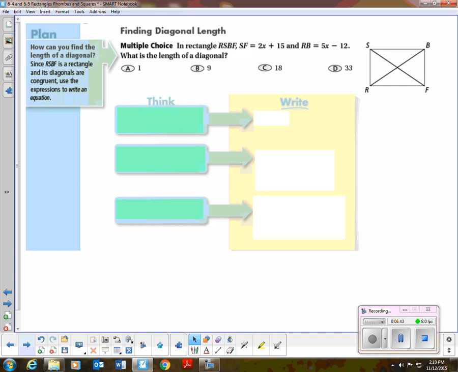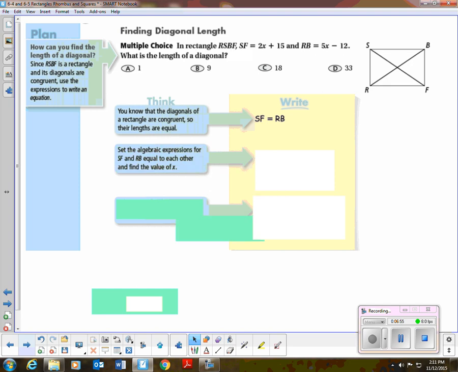All right, so the first thing we want to think about is that we know that the diagonals of a rectangle are congruent, and so their lengths are equal, which means that SF is equal to RB. Since we have equations for those, we're going to take those equations and make them equal to each other and find the value of x. So when I do that, I get 2x plus 15 equals 5x minus 12. 15 is equal to 3x minus 12, so we get x is equal to 9.